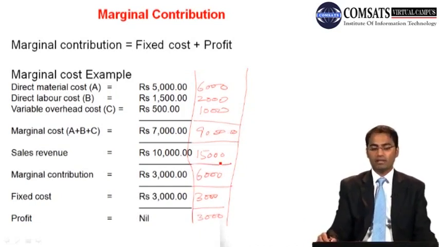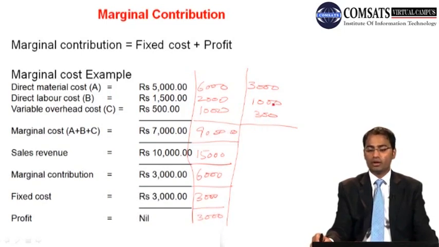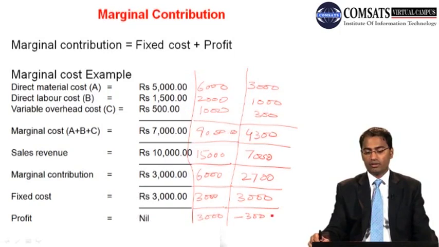And now we take another example: 4,000, 3,000, and 1,000, and 300, and hence we are having marginal cost equivalent to 4,300, and then sales revenues are, let's say, 7,000, and then marginal contribution is 7,000 minus 4,300, and that is 2,700. Okay, and the fixed cost is 3,000, that is fixed. Hence your profit is minus 300, or if you are writing in accounting, then you put brackets around it.